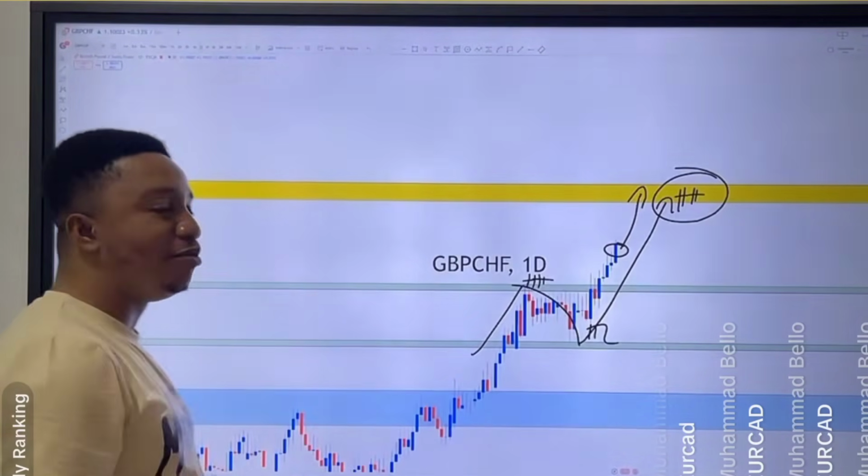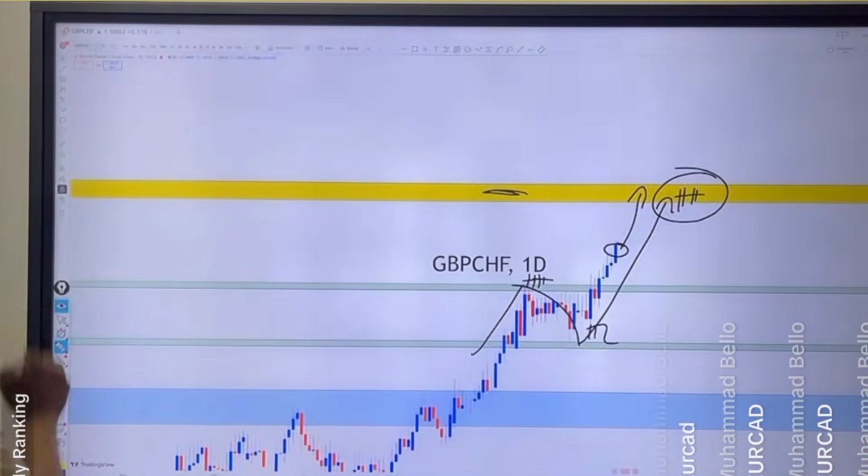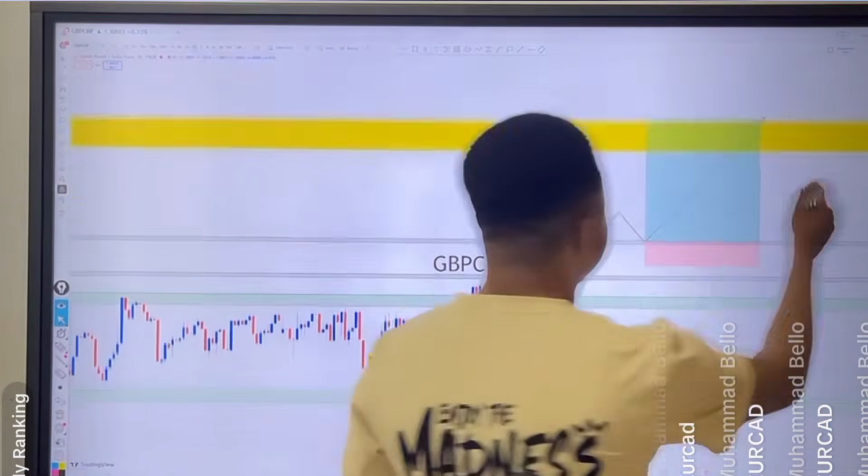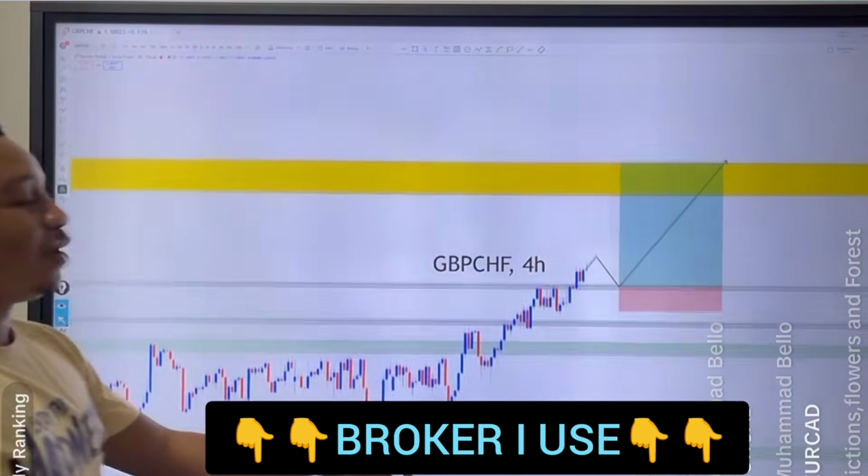To complete the move on the weekly resistance as well. Alright, so on to the 4H time frame, and this is exactly how we are going to buy this pair.